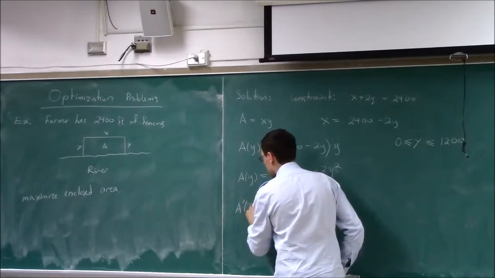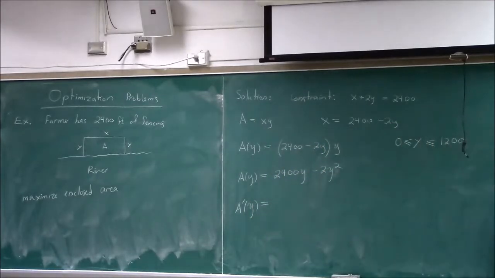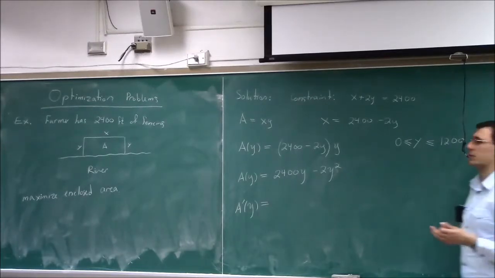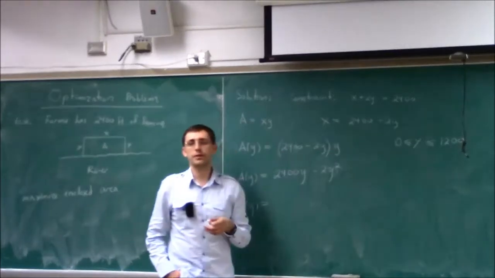And now, this is what I really would like you to tell me. Why do I take the derivative? How does the derivative help me? To find where the slope is 0. Why do I care to find when the slope is 0? Why does it find the absolute maximum?